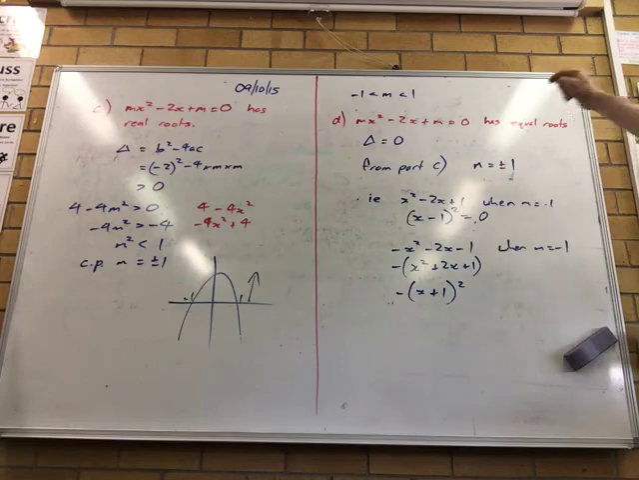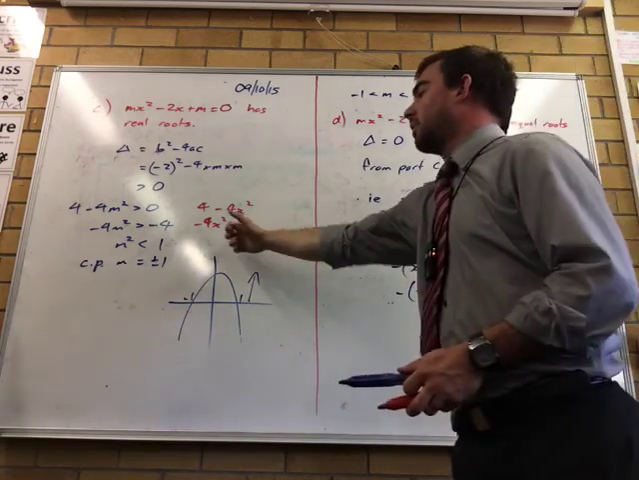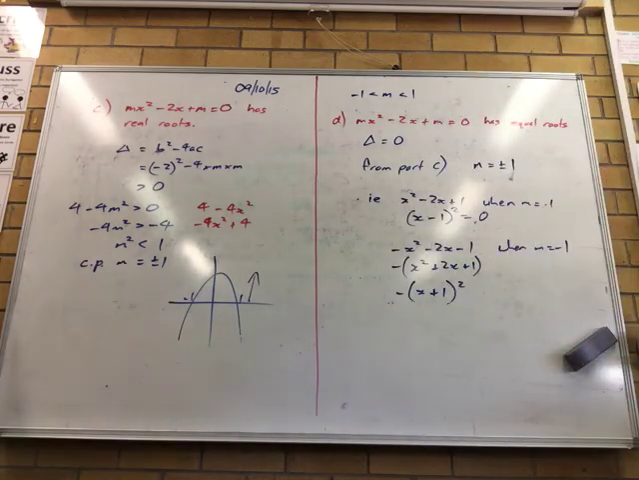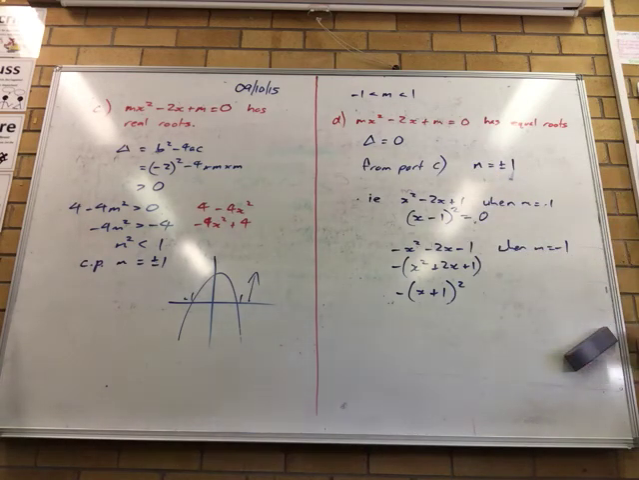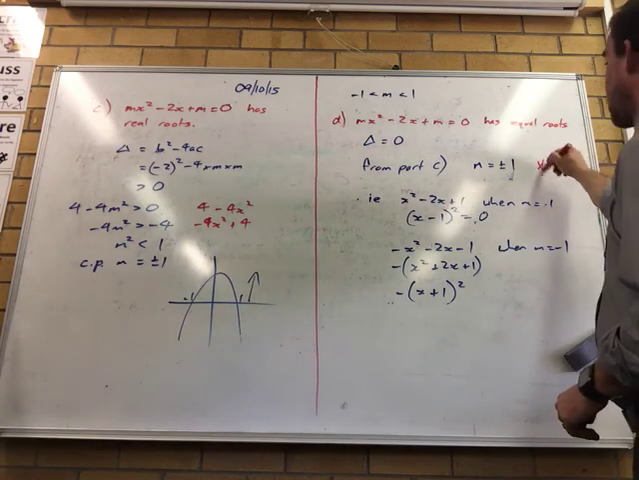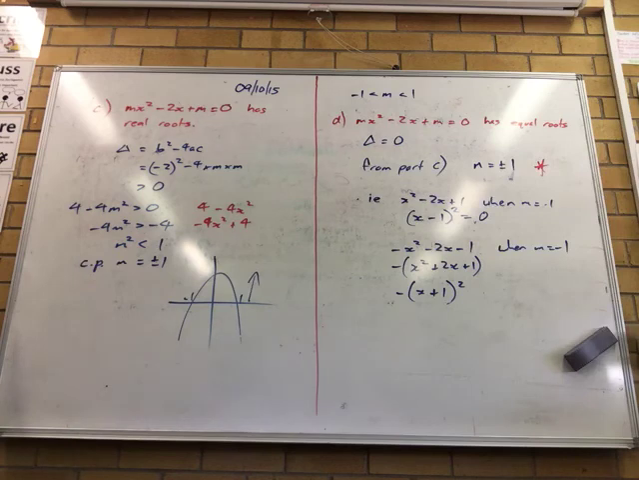So that's what you're doing. Even though you're setting up a different quadratic, you're using the answer for that quadratic back in the original question. So this is what I need: the value for m that gives equal roots.